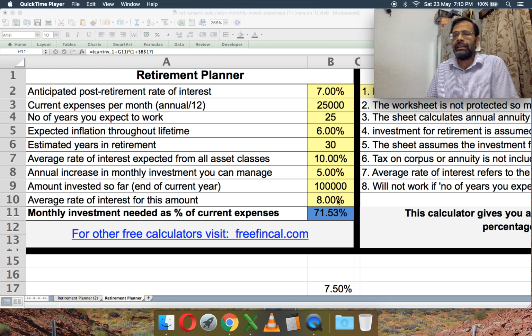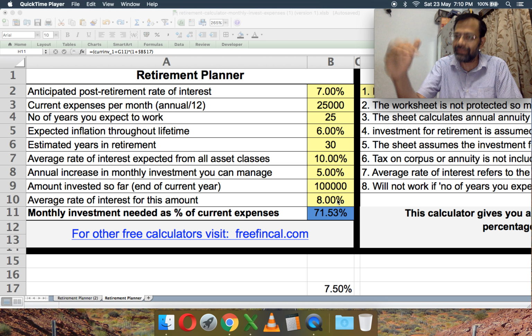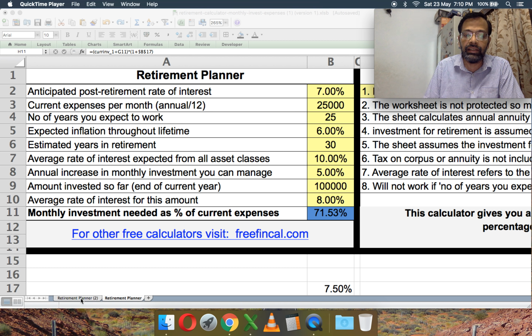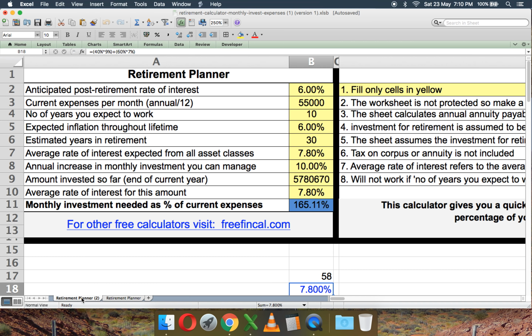So this man increases his investment to 100%. He basically invests not just the 71% required, but 100% of that 25,000. So he invests 25,000 a month for 10 years, and after 10 years he revisits the retirement planning calculation.